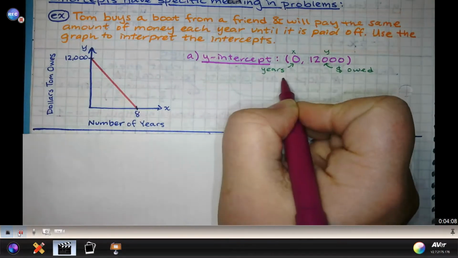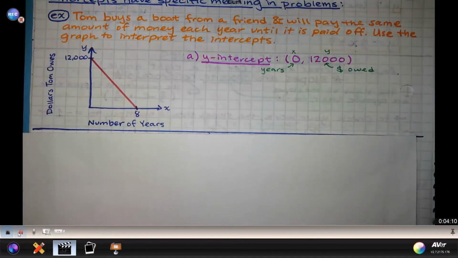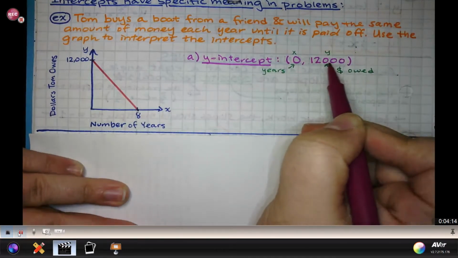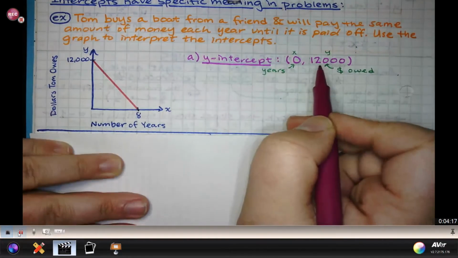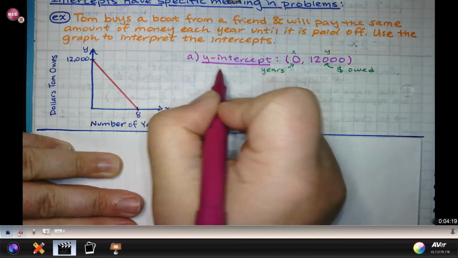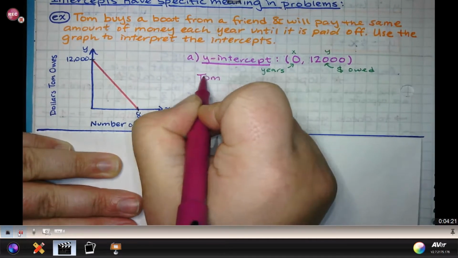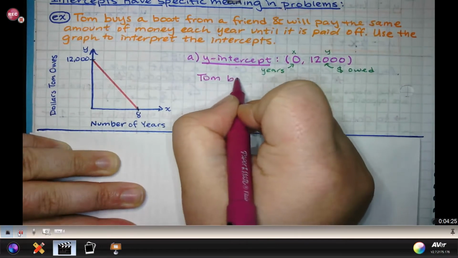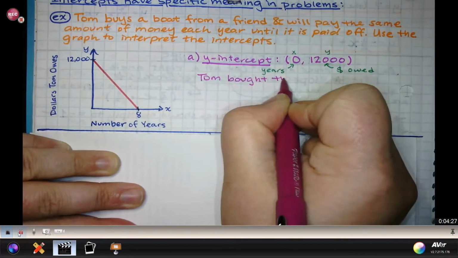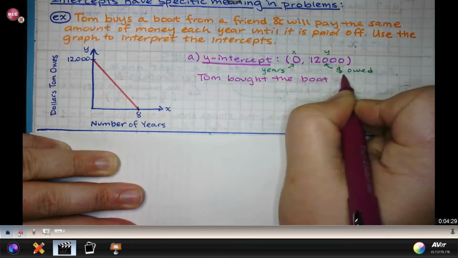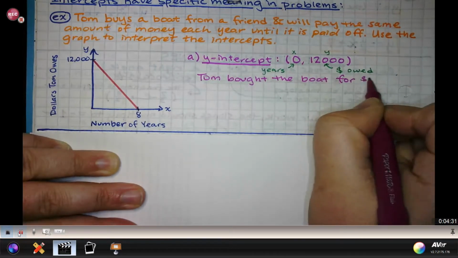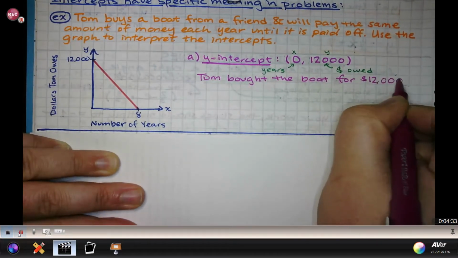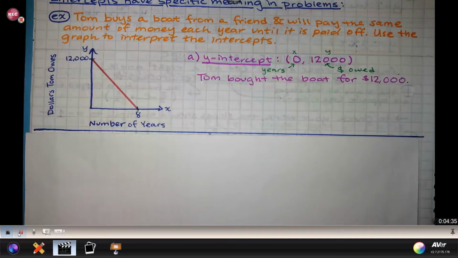So because no years have passed, that must be exactly when he bought it. So no years have passed, and that's how much he owes, so he must have bought it for this amount. So that's what it means in this problem. So yes, 0 years have passed and he will owe 12,000, but what that means is Tom bought the boat for $12,000. And that's what that intercept means.